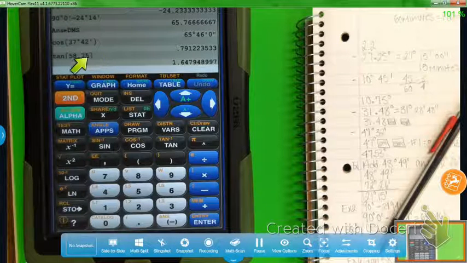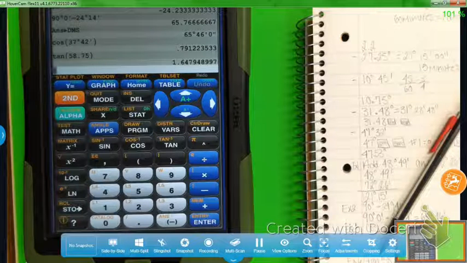Tangent's opposite over adjacent, and you never know. The opposite maybe is the bigger one, the adjacent's maybe the bigger one. So with tangent, you can get a number bigger or smaller than 1. But cosine and sine should always be smaller than 1. So that's all there is to that. You just type it in the calculator. That's the last of that example.